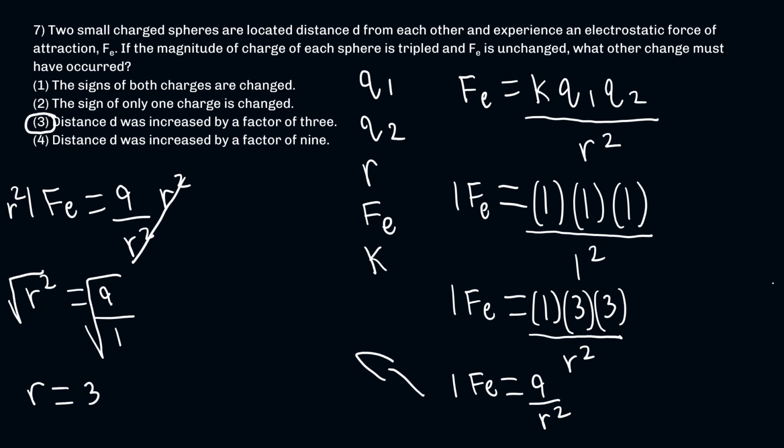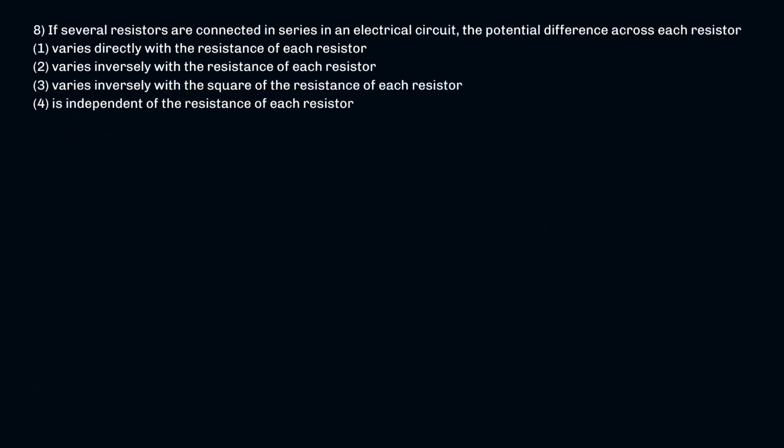So let's move into our next example. All right, so example number 8. We have several resistors connected in series in an electrical circuit. The potential difference across each resistor varies directly with the resistance of each resistor, varies inversely with the resistance of each resistor, varies inversely with the square of the resistance of each resistor, or is independent of the resistance of each resistor.